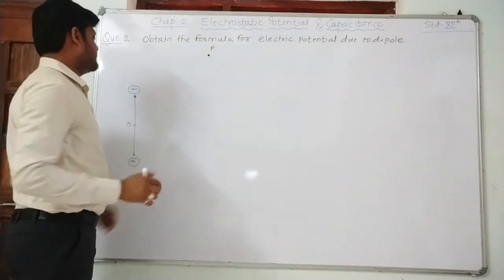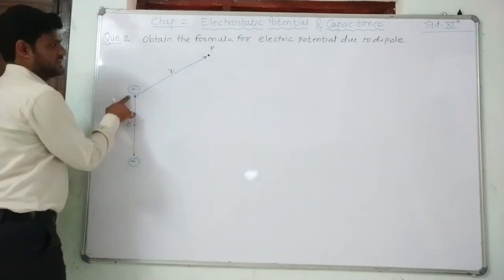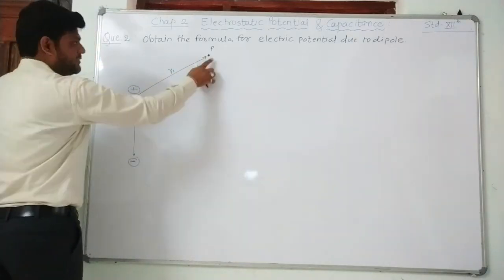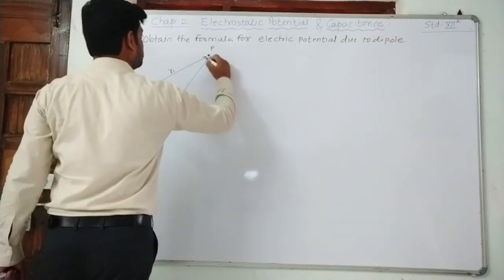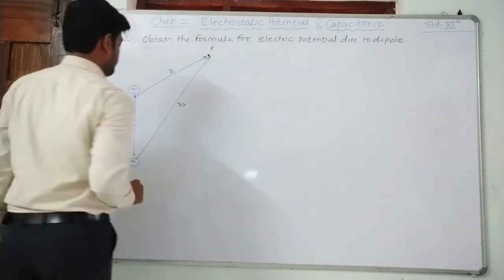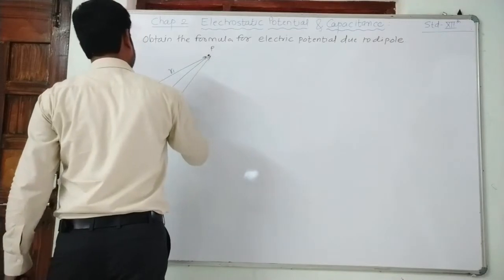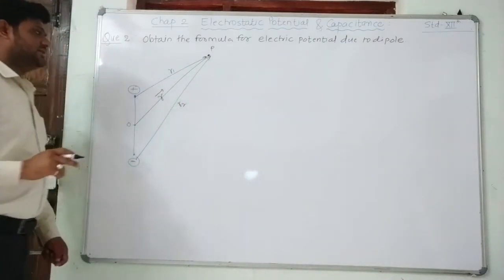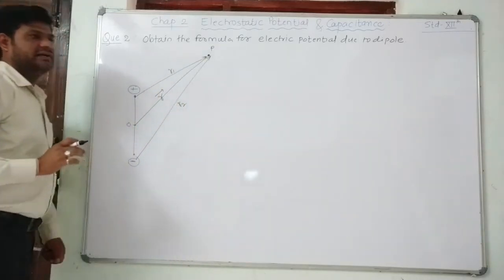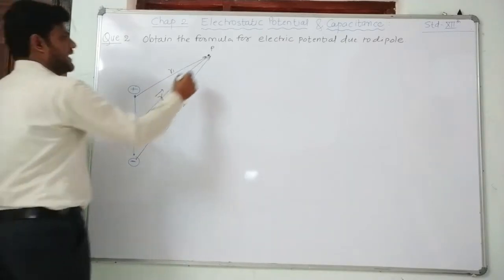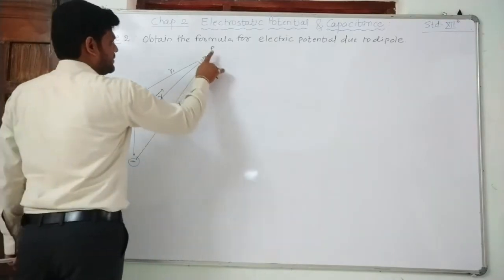So the point P is at a distance R1 from the plus Q charge, and this point P is at a distance R2 from the minus Q charge. From the point O the distance is R. We can draw it as a vector, R vector from this O to P, known as the R vector.